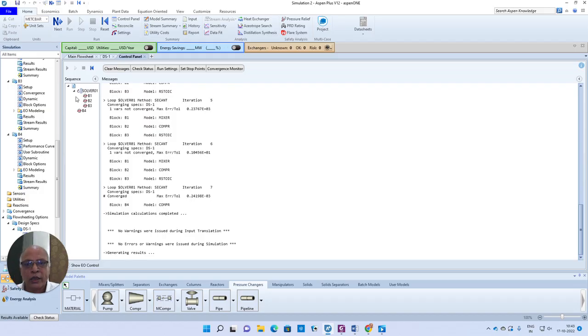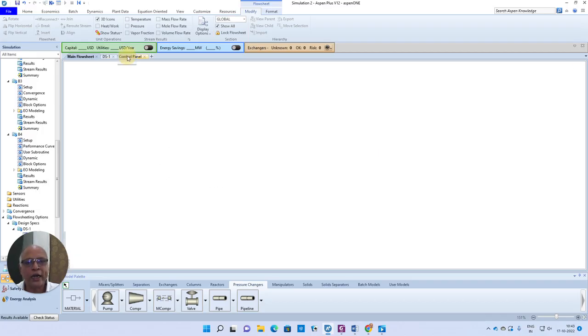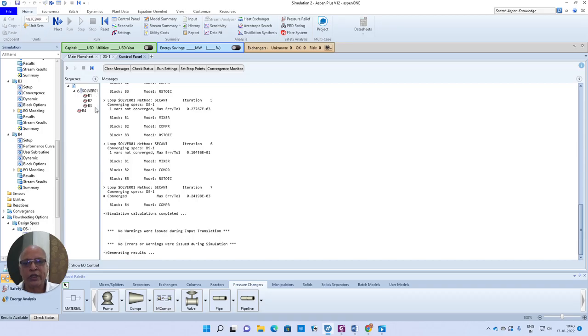Now you can see the solver, or the design spec: the measured variable is here, the manipulated variable is here. So all the blocks within these two will be forming an iterative loop. Blocks B1, B2, B3 are iteratively calculated till you reach a convergent solution. Once you reach a convergent solution, then B4 is calculated. We were able to get to a convergent solution after 7 iterations. The method usually is secant, like what you have seen in earlier problems.